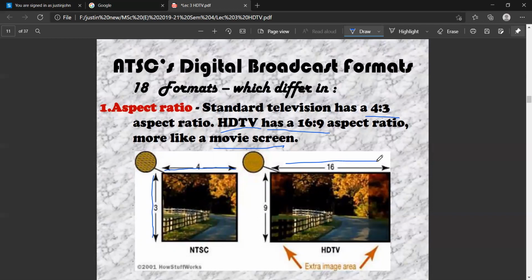This is the 16:9 screen that we usually see in an LED TV or an LCD TV, which are supposed to support high definition television.